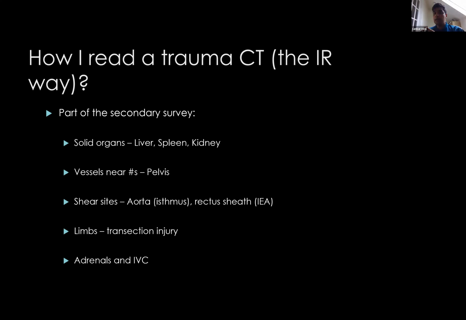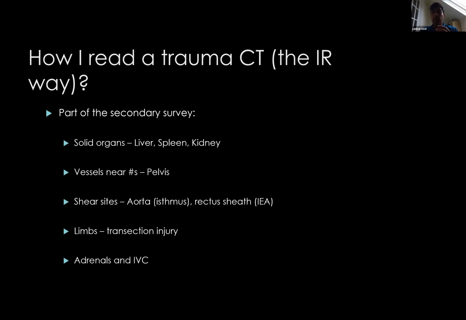Now, how do I read a CT? There are 2 surveys to the scan. The first survey is called a primary survey. The primary survey is essentially for the brain, the spine for trauma, the heart for pericardial effusion, and fluid elsewhere in the body. That's your primary survey.